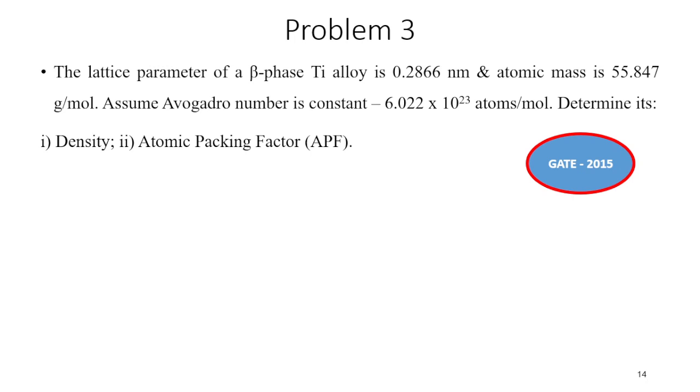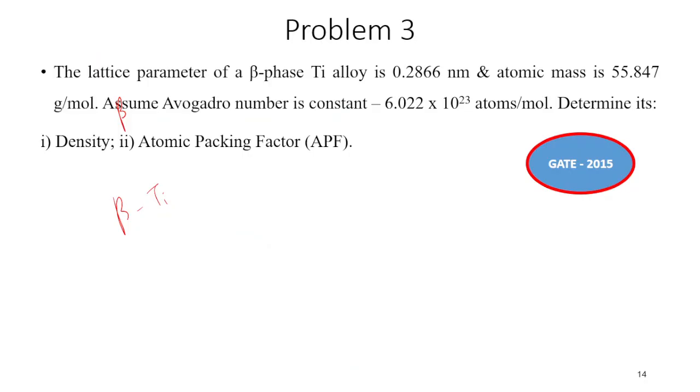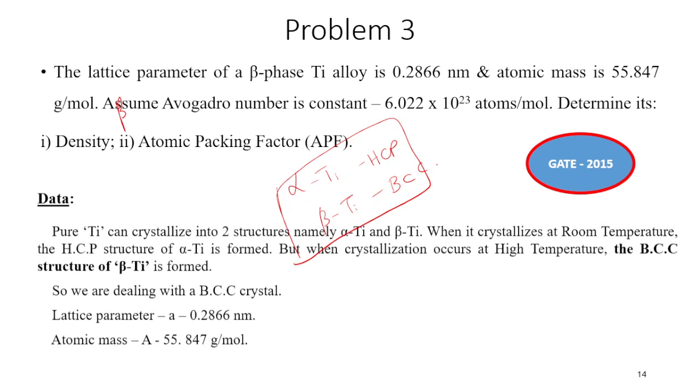And one more thing, sorry, beta titanium alloy. In the previous slide we saw that alpha titanium is HCP. So please remember, alpha titanium means HCP structure, beta titanium means BCC structure. Please remember these two. Now, we will come directly to the problem since time is running out.